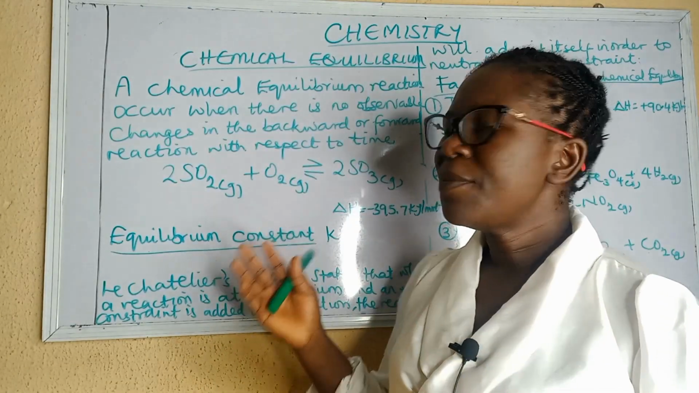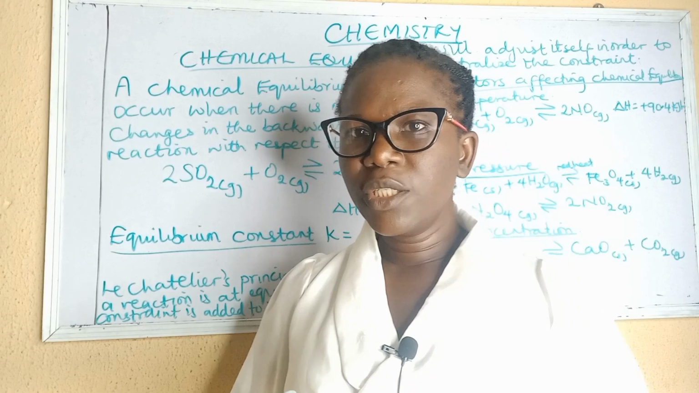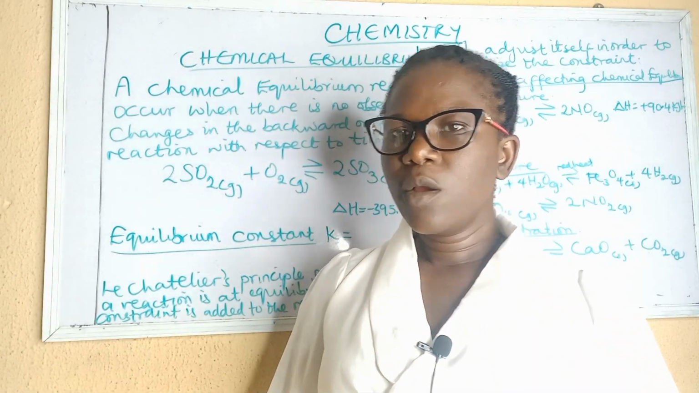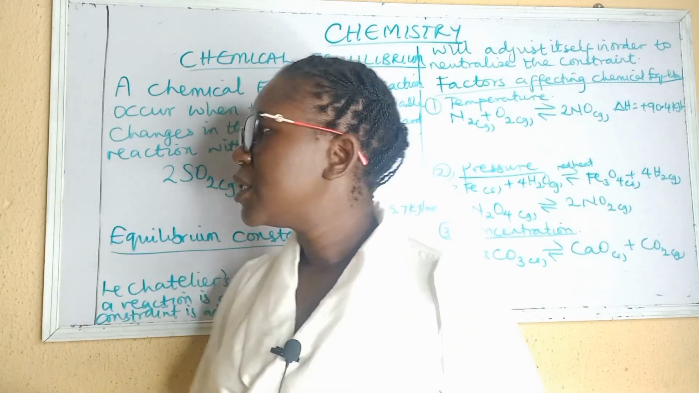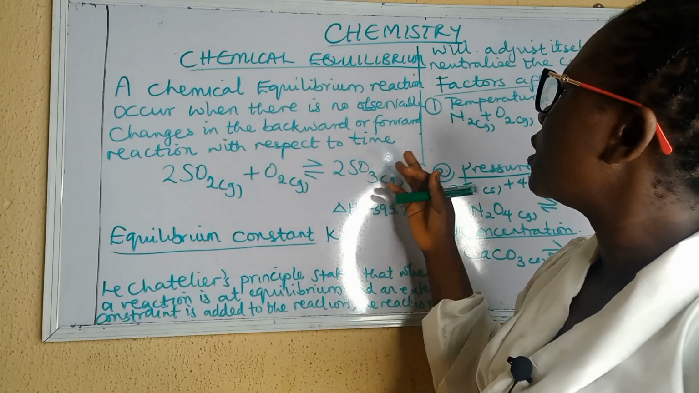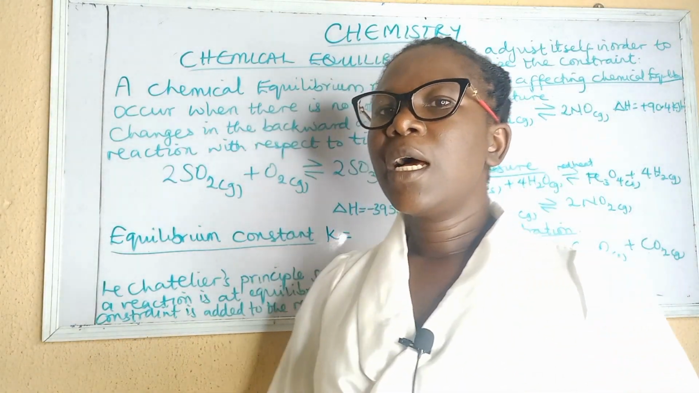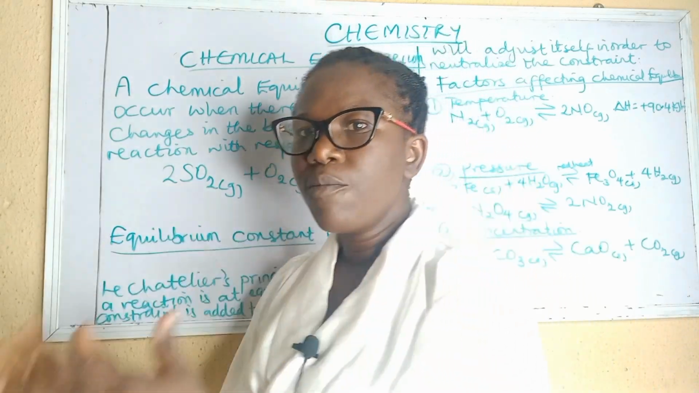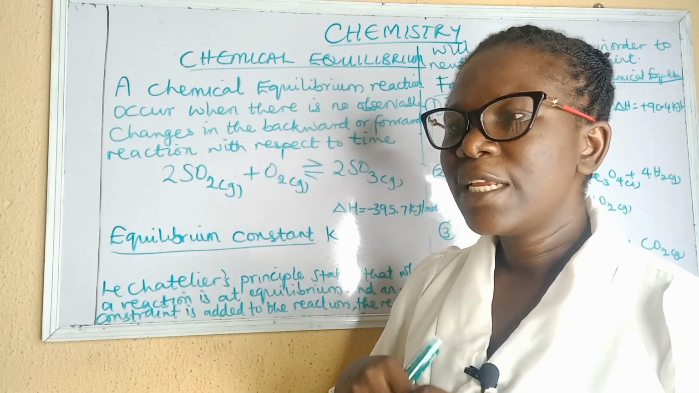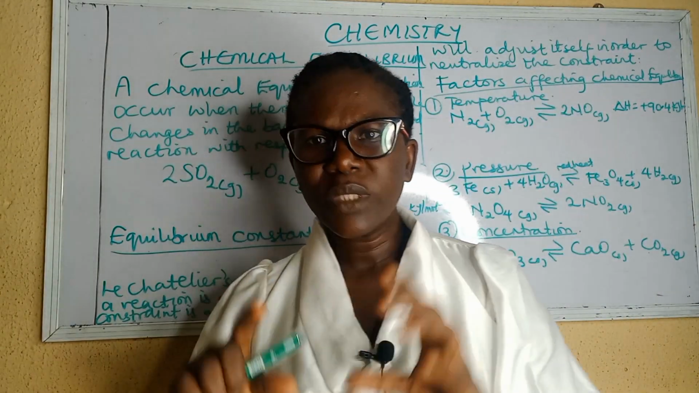So in a chemical equilibrium, there is no observable change in the product or reactant with respect to time. A chemical equilibrium reaction occurs when there is no observable change in the backward or forward reaction with respect to time. That is, as the reactants are reacting to form products, the products are reacting to form back the reactant, and nothing is escaping. So actually a chemical equilibrium occurs in a closed system.